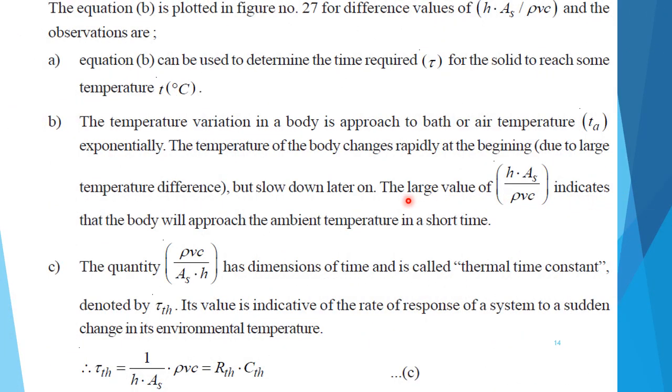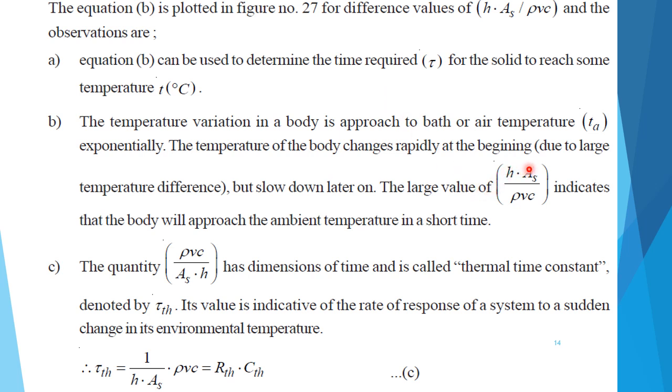What we had discussed is concluded here. In the equation we discussed, you will observe hA divided by rho Vc into tau. From that you can understand the time is required for the solid to reach some temperature. When the body wants to achieve some temperature, definitely some time is required, and as time increases continuously, either the body temperature is increasing or it is decreasing.